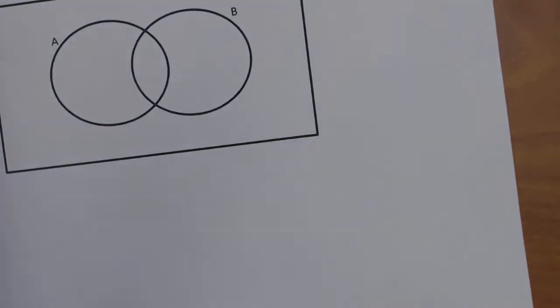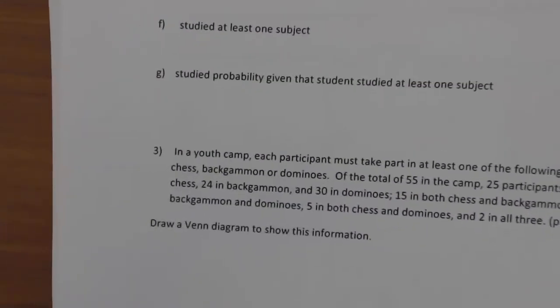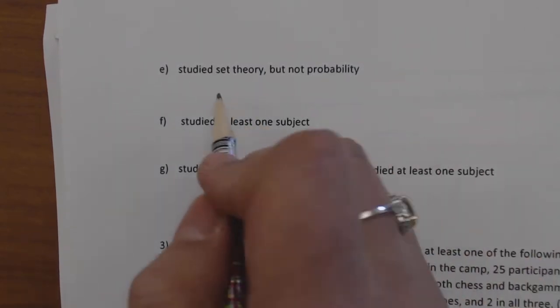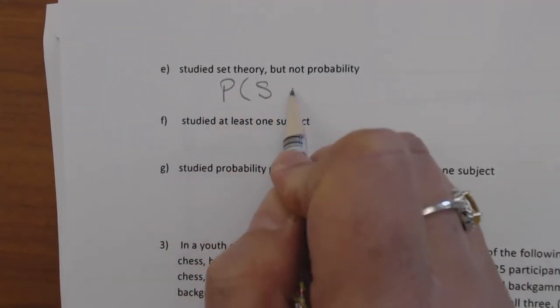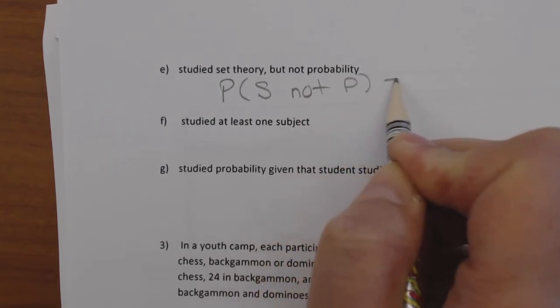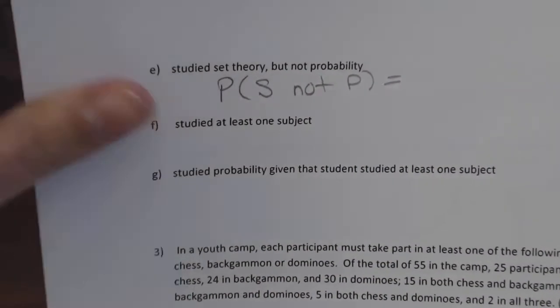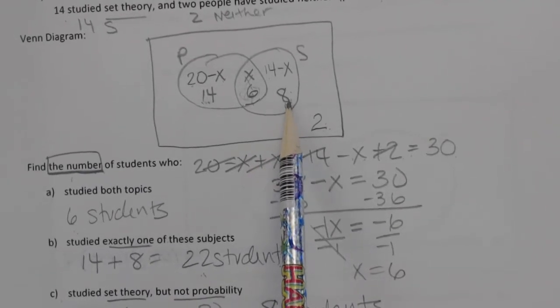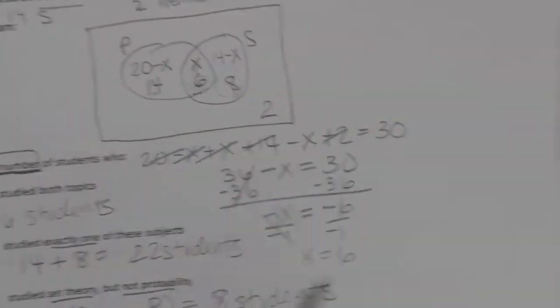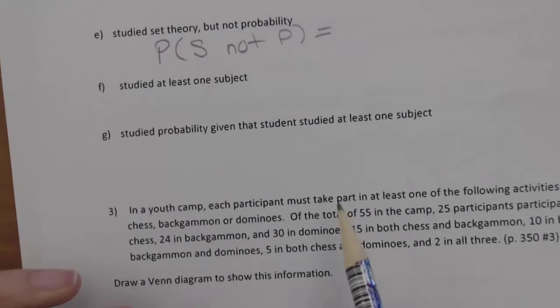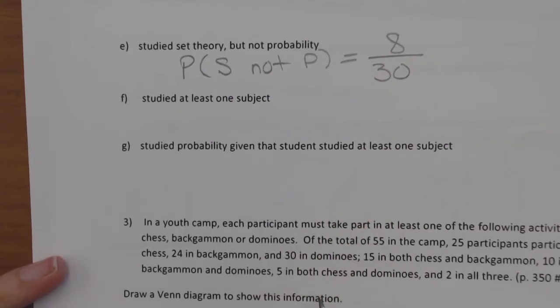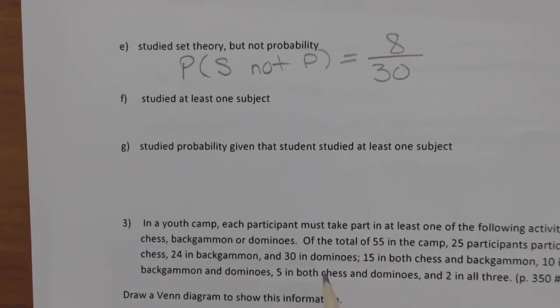Okay, let's go to the next page. The next page says, studied set theory but not probability. So probably set theory, not probability. So let's go back and look at our diagram. So studied set theory, not probability. So it's just set theory here. So we're going to set up our fraction. 30 was on the bottom, and I believe 8 was just in that little part of that circle.